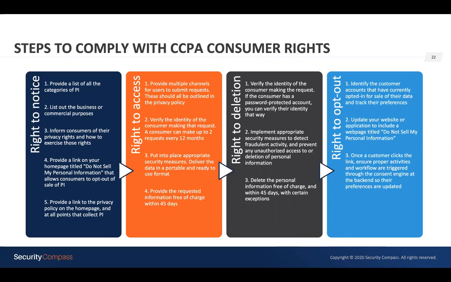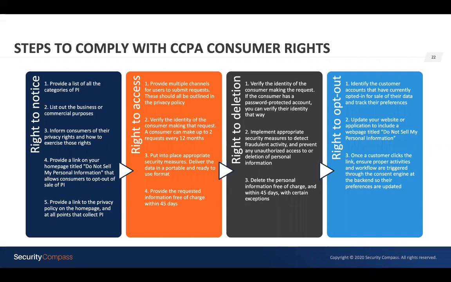And the final right is the right to opt out of sale. If you sell personal information to third parties, consumers should have the choice to opt out of the sale. Identify the customer accounts that have currently opted in for the sale of their data and track their preferences in a consent management system. Update your website or application to include the "Do Not Sell My Personal Information" link, where consumers can exercise their right, and also include this link in your homepage and privacy policy.